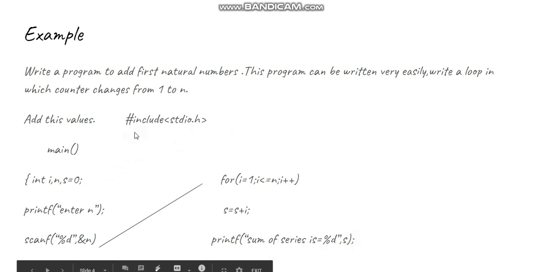You can use the for loop for calculating the square of the first n numbers, or the cube of the first n numbers. Just try to modify this program.